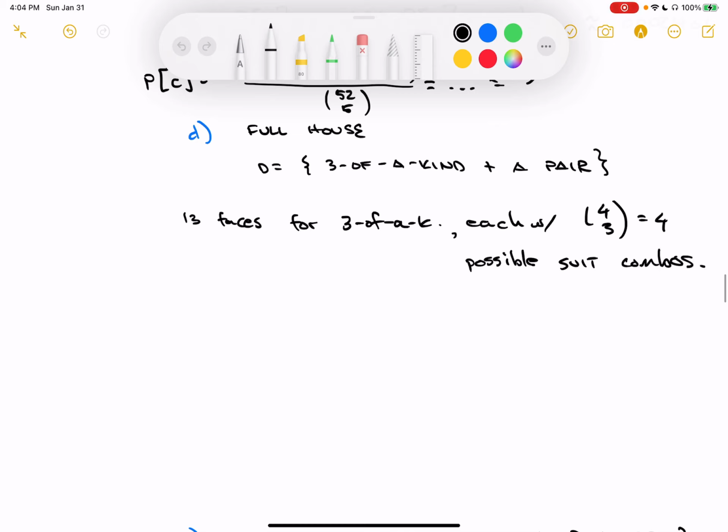So if I need a three of a kind, I could have a 2, that's one of the 13 faces. So I'm going to get my three 2s, and then which suits are used for those three 2s? It could be hearts, diamonds, clubs. It could be hearts, diamonds, spades. And you go through all the different combinations in there. There's 4 of them because we're taking 4 suits to choose, we need 3 of them. So 4 choose 3, something along those lines.